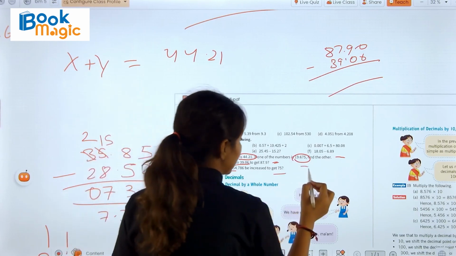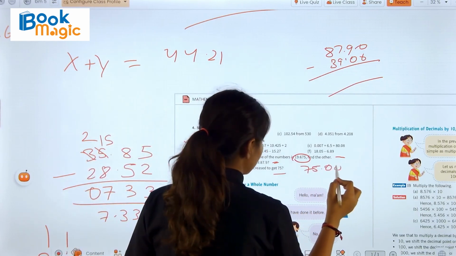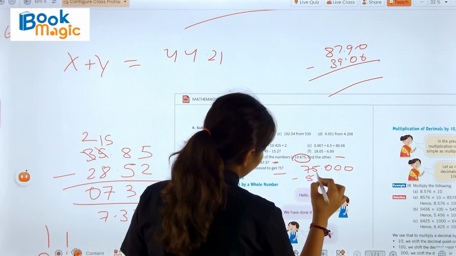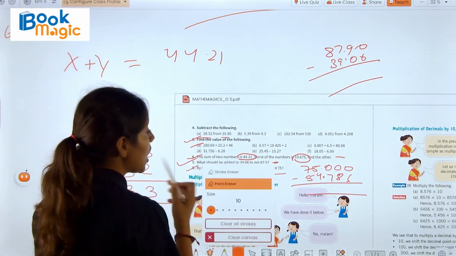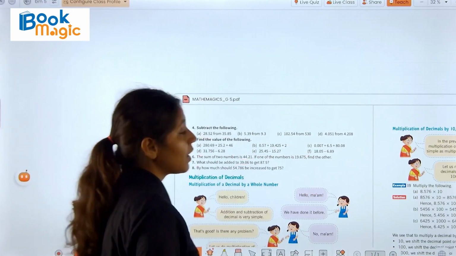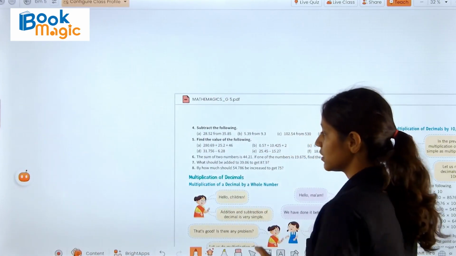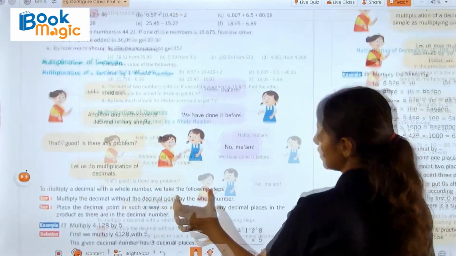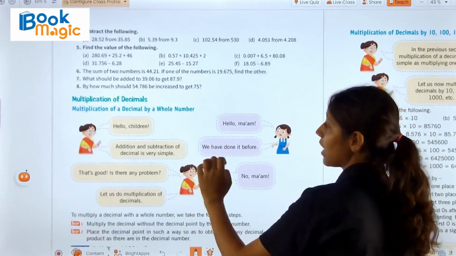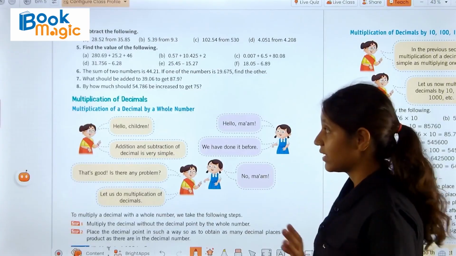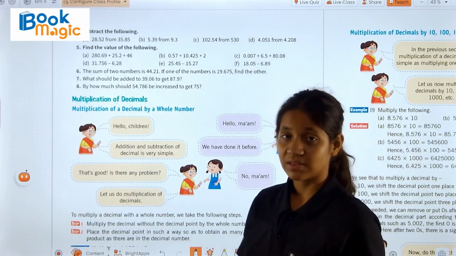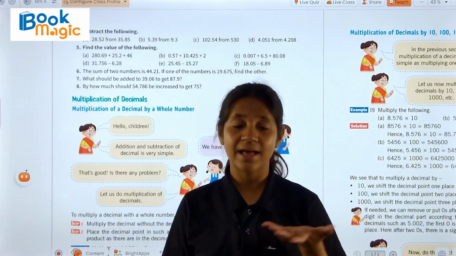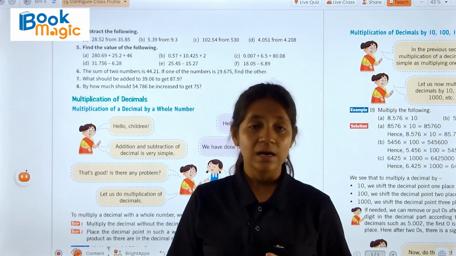Again, 75.000 minus 54.786. Okay. This is how you will find out all the answers of these questions, of all the parts of this. One I have done for you, and the rest of the part you people have to do by yourself with the help of the explanation I just explained and the lots of examples we just discussed above.